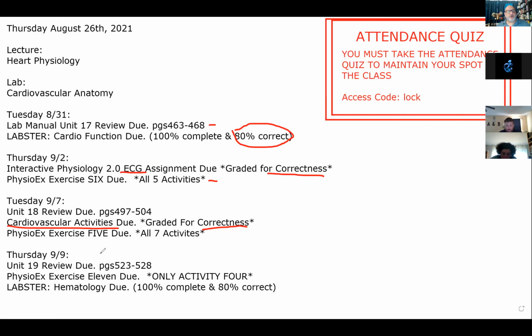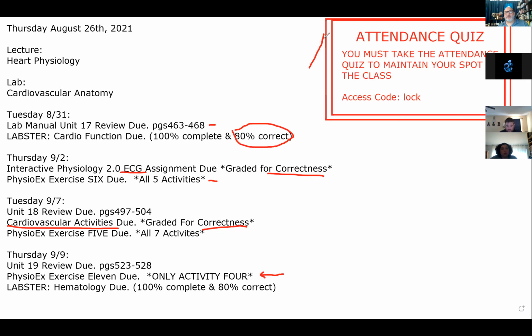There is a 3rd physio-X on the blood typing, I believe is what this one is. It is exercise 11, but we're only doing activity 4. So just 1 lab report for that one. And then 1 more unit review and 1 more Labster. So that should keep you pretty busy.